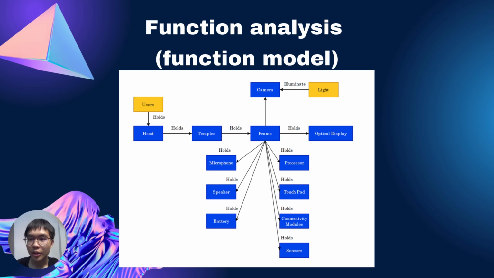Last but not least, the function model is an analysis of the interaction between components of the engineering system and supersystem. It identifies the advantage and disadvantage of the function acting on each of the components. From this function model, we can find that the user plays the role of holding the head and operating the Google Lens. Besides that, we can also find that the camera needs the supersystem component light to capture the image of the environment.